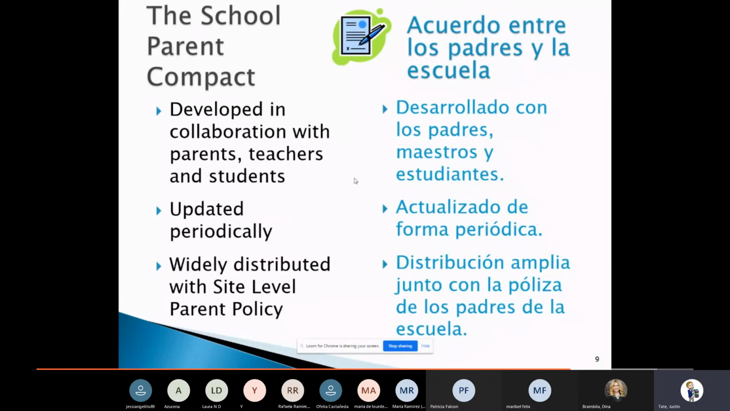Again, it could be that at the conclusion of this presentation, your site administrator will ask for you to give your input into the School Parent Compact.